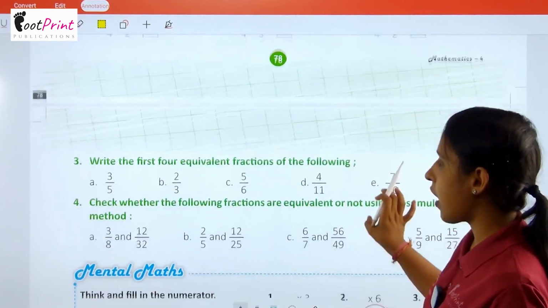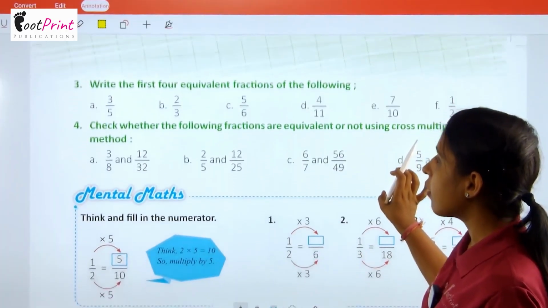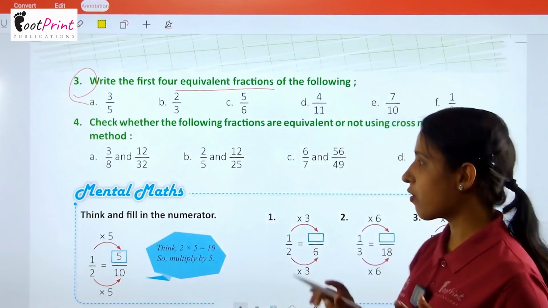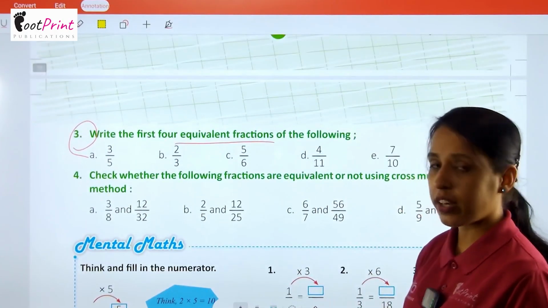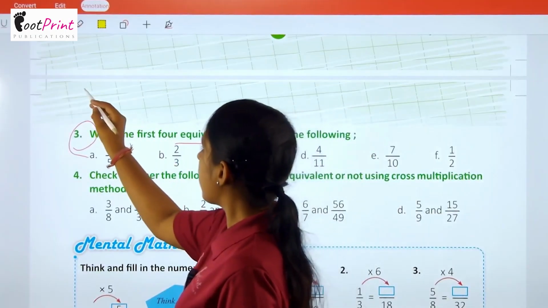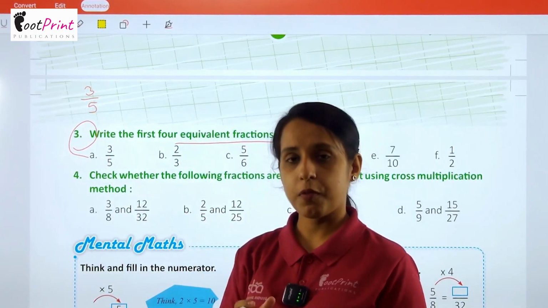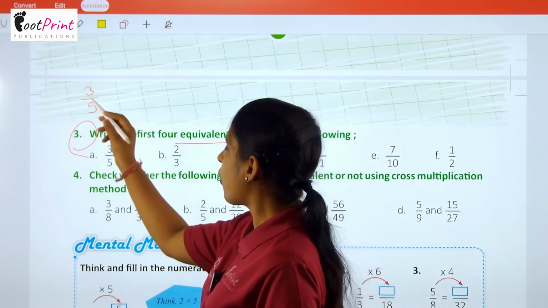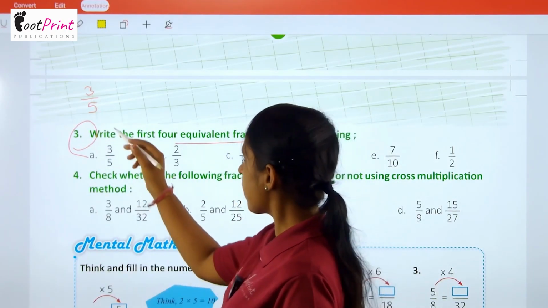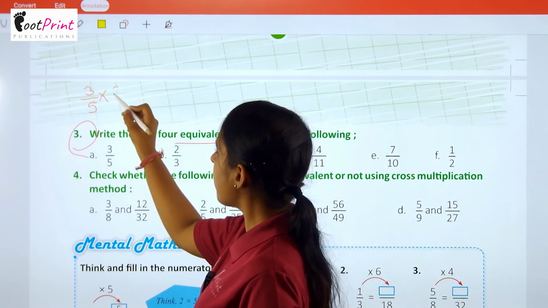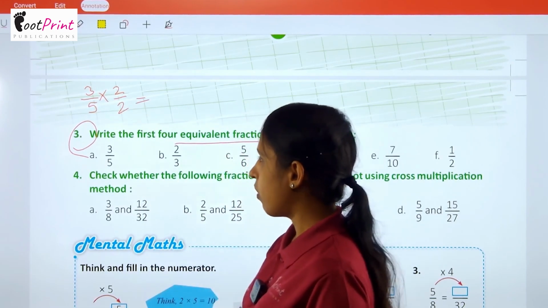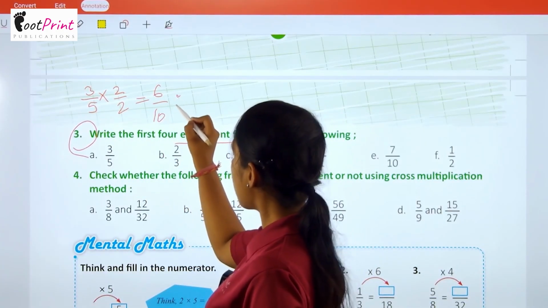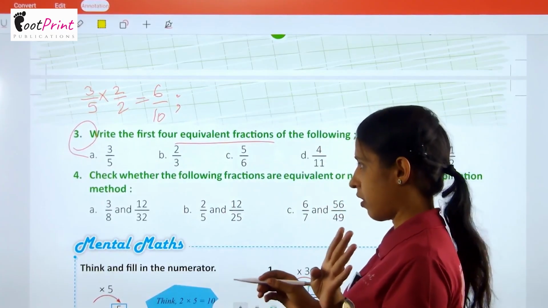Now move to the next question, that is, write the first four equivalent fractions of the following. So we have to find the first four equivalent fractions, and how do we find them? Let's solve. Here 3 by 5 is given. We want to find out equivalent fractions. So we will multiply both numerator and denominator by the same number. Here I will multiply by 2, so 3 into 2 is 6 and 5 into 2 is 10. Now we have to find 4 equivalent fractions.